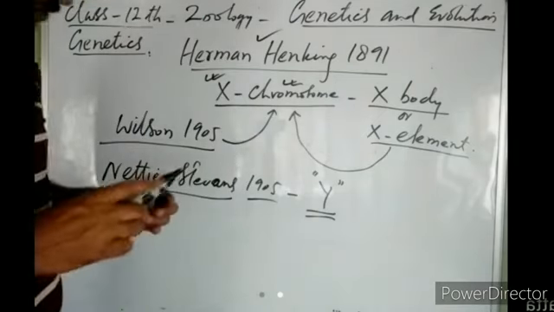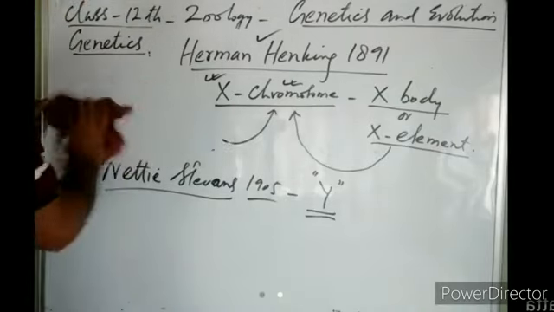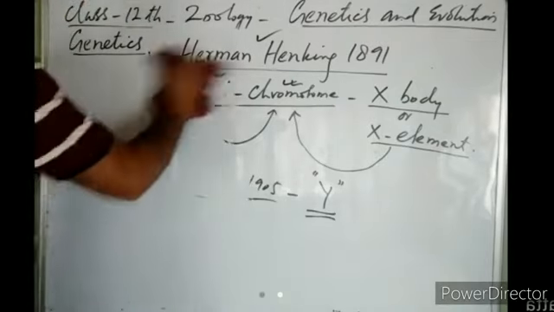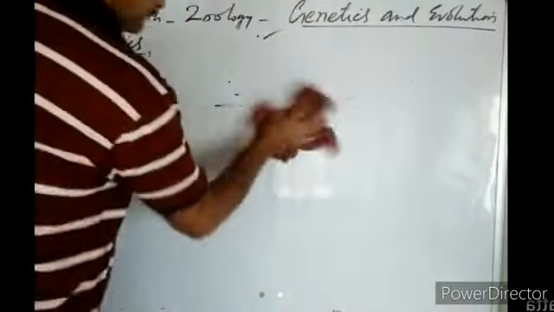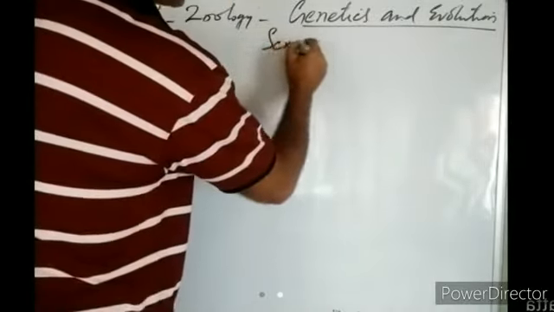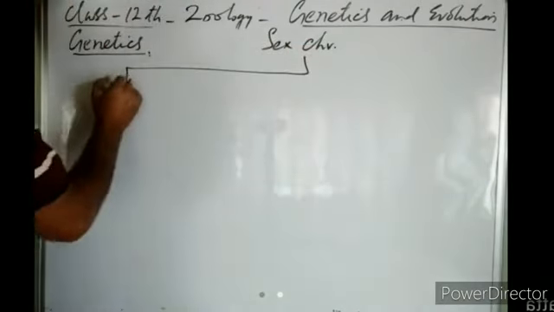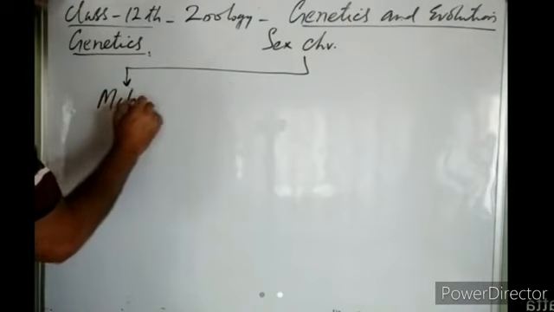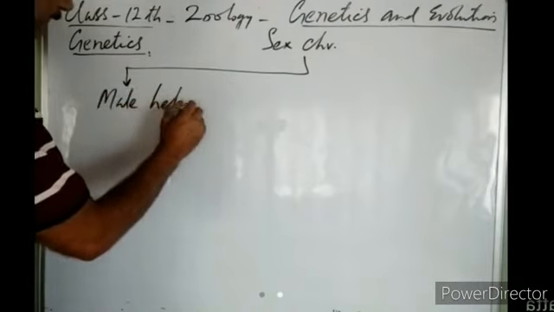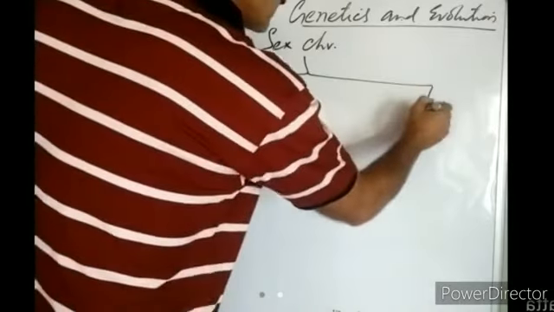Now these sex chromosomes exhibit two different conditions in animals. They are found in two different conditions. One is known as male heterogamy. Another is known as female heterogamy.